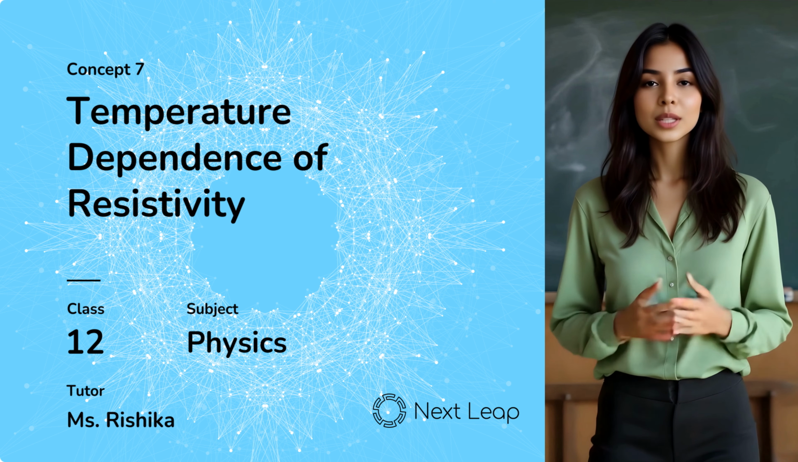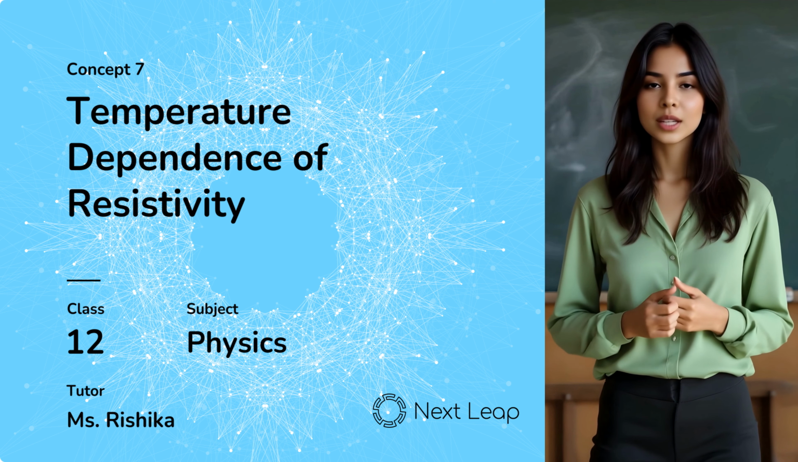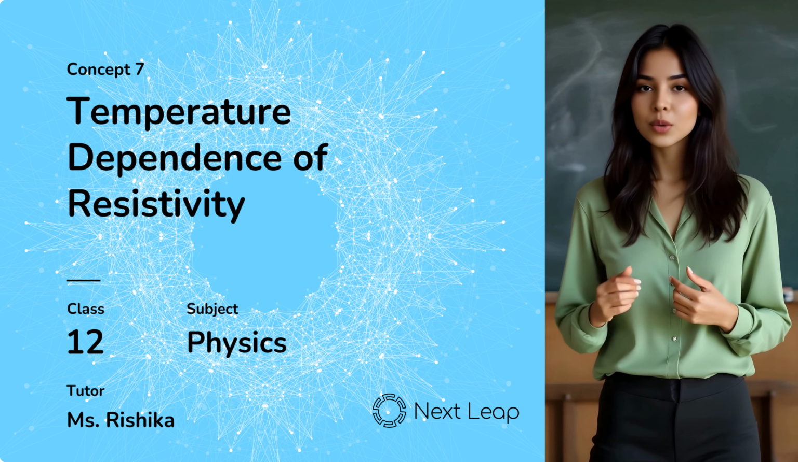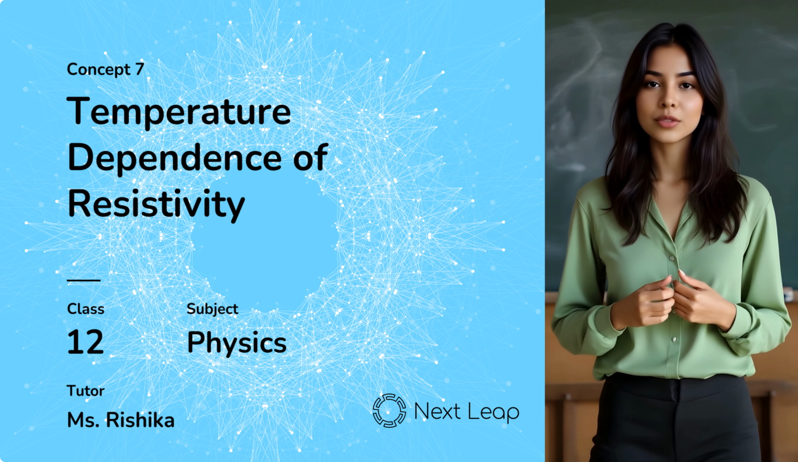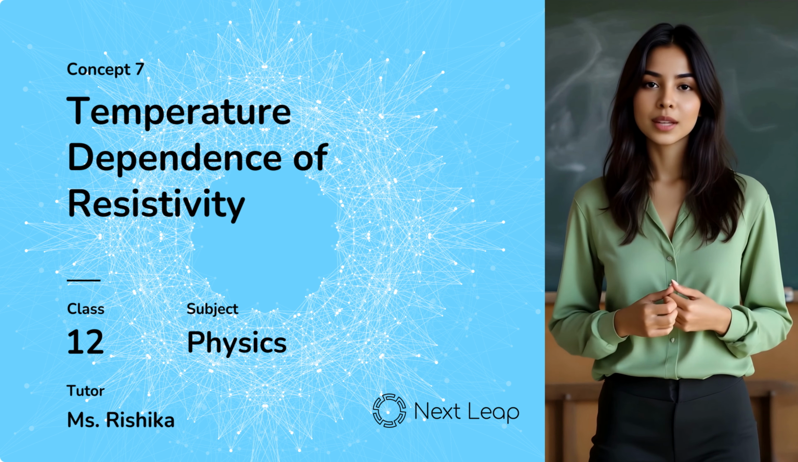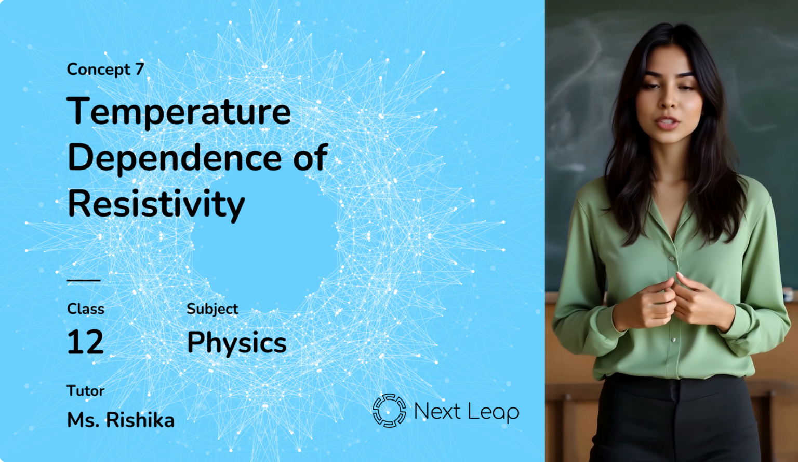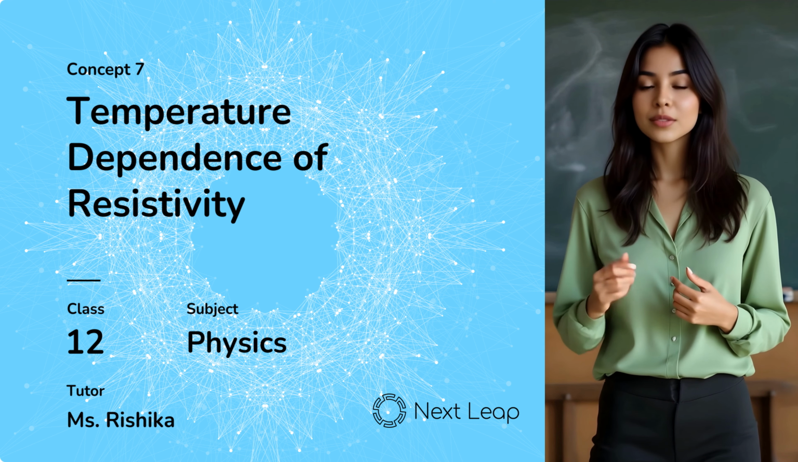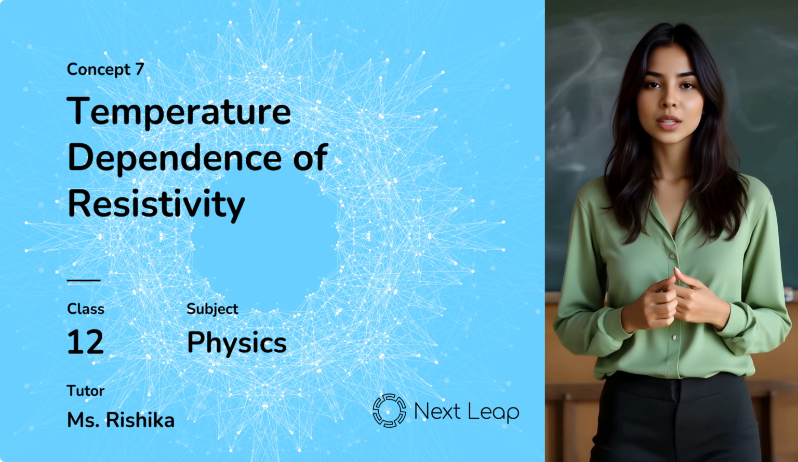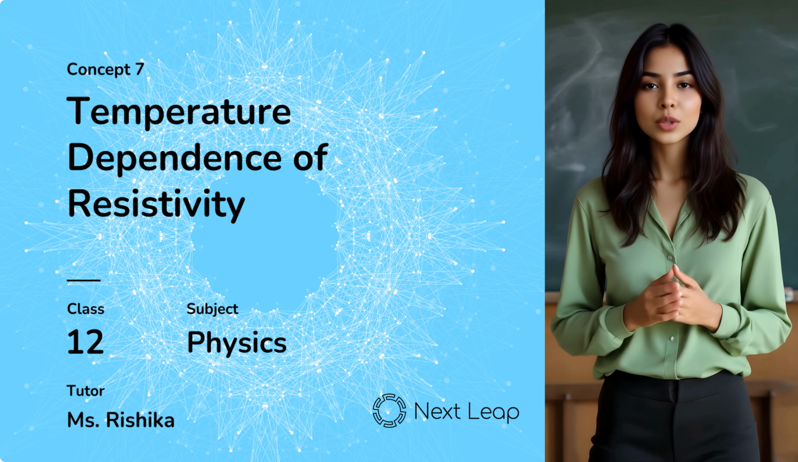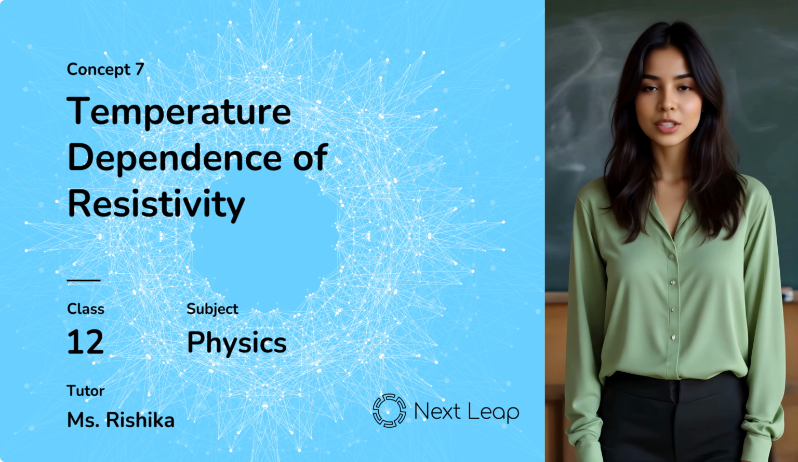Let's start with something we all experience: heating wires. Have you ever noticed that a bulb glows brighter after a few seconds? That's because its resistance changes with temperature. In physics, we describe this using a property called resistivity, which changes as temperature changes.